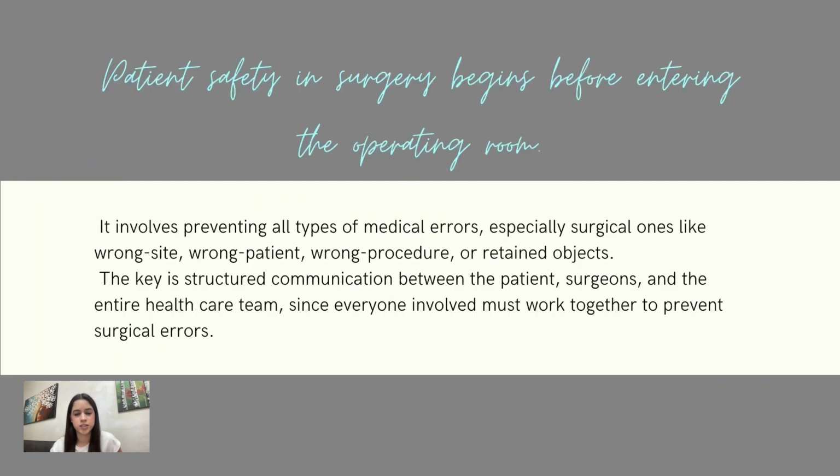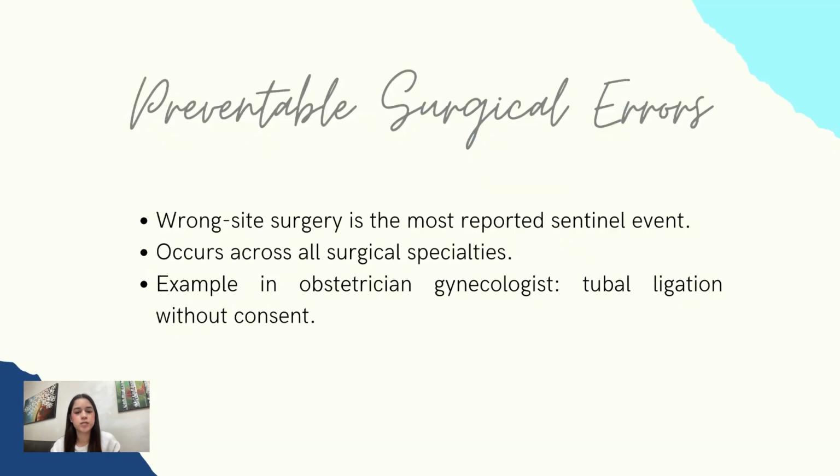Patient safety in surgery begins before entering the operating room, and it involves preventing all types of medical error, especially surgical ones like wrong site, wrong patient, wrong procedure, or retained objects. The key is structured communication between the patient, surgeons, and the entire healthcare team, since everyone involved must work together to prevent surgical errors. Wrong side surgery is the most reported sentinel event and occurs across all surgical specialties.